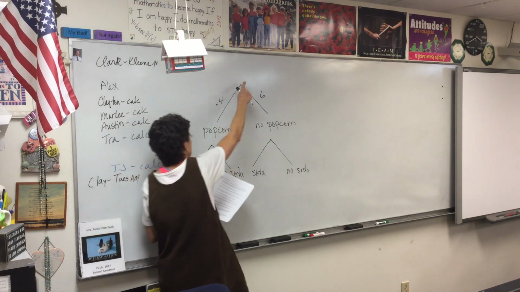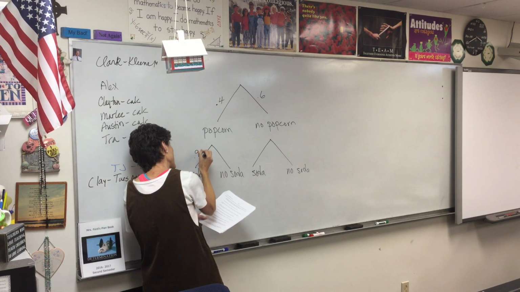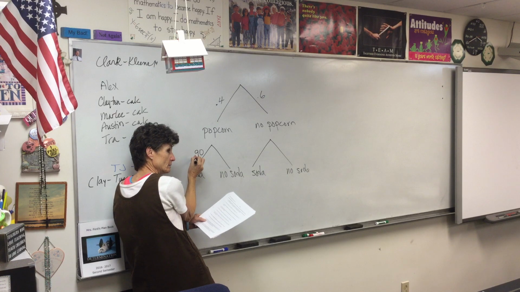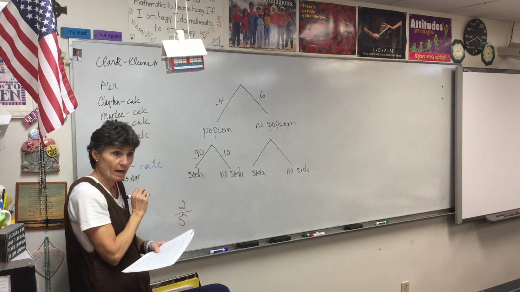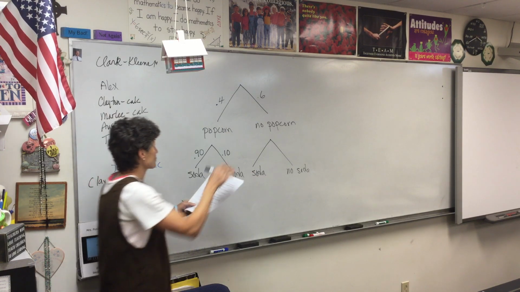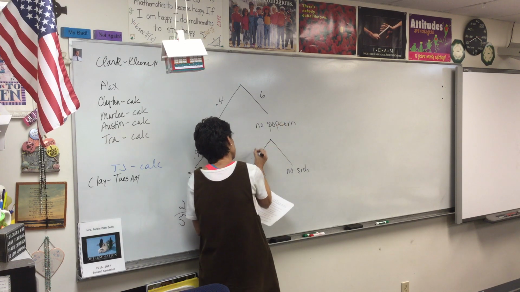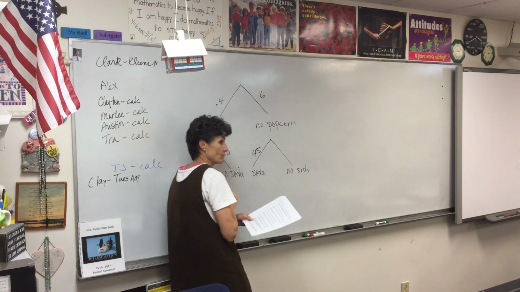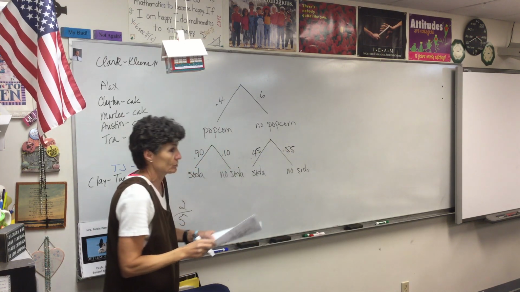Now, if we serve popcorn, there's a 90% chance I'll have soda, which means there's a 10% chance I won't, right? If I don't serve popcorn, no popcorn, there's a 45% chance I'll serve soda and a 55% chance I won't.